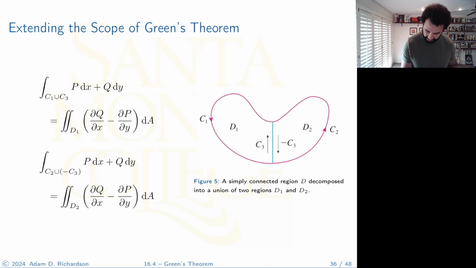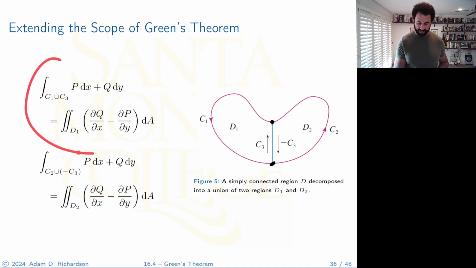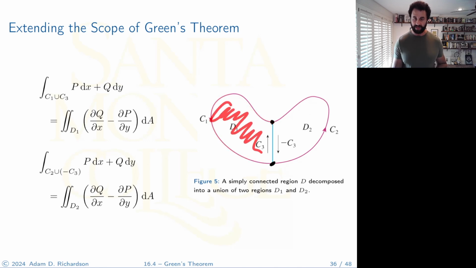So maybe I should indicate these points right here. Those two points right there. So C1 is the curve that goes from here to here, and C3 is the curve that goes from there to there, just like so. So that's what we're integrating over. And this is just Green's theorem, saying if you want to know the line integral over this union, you can just compute the double integral over that region.